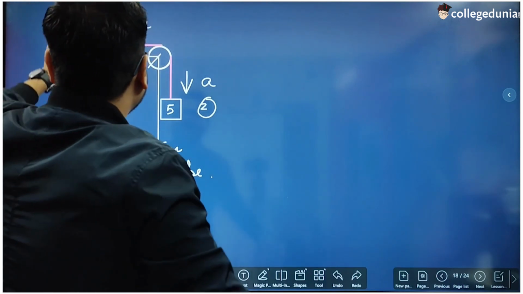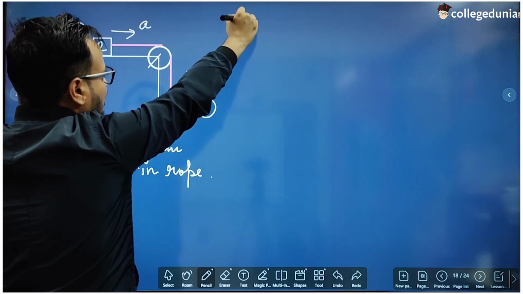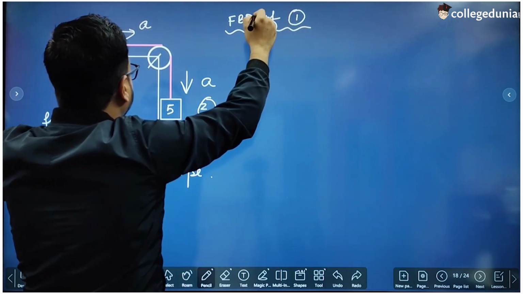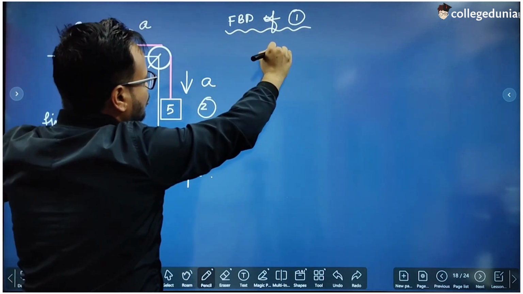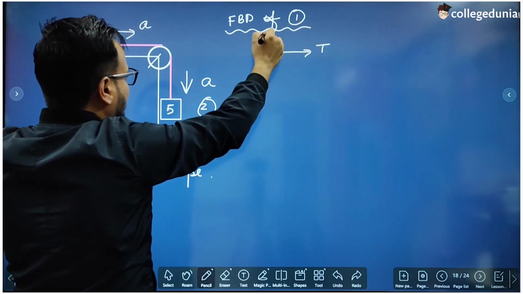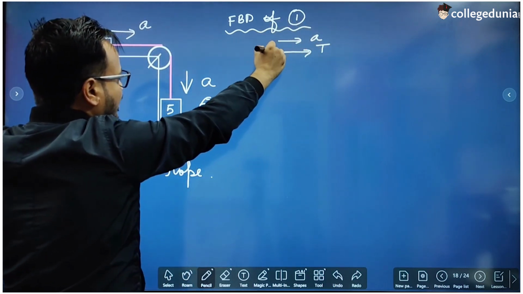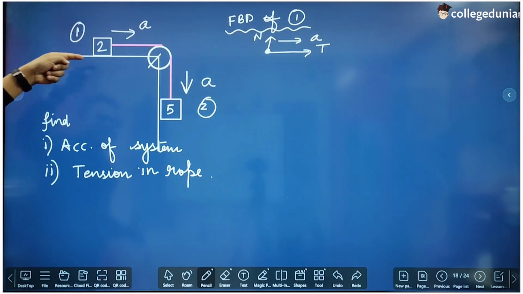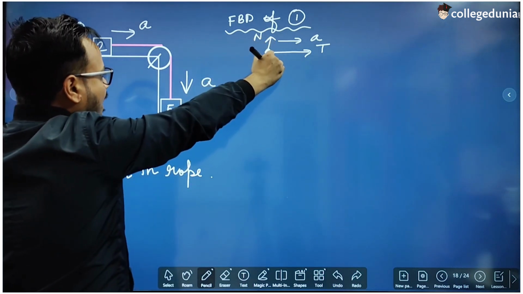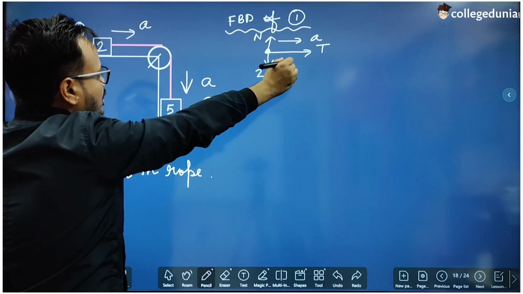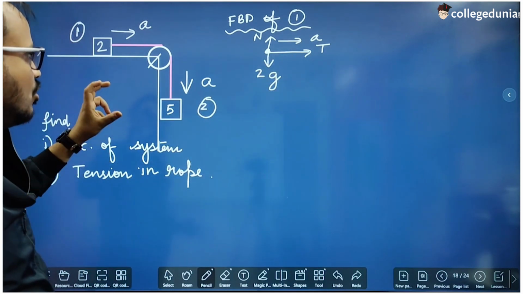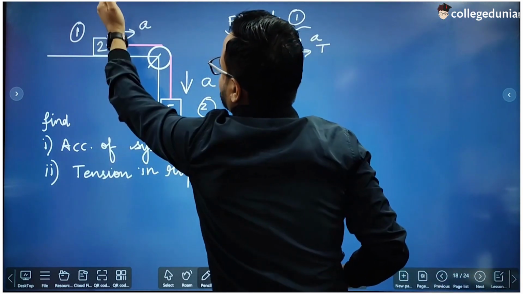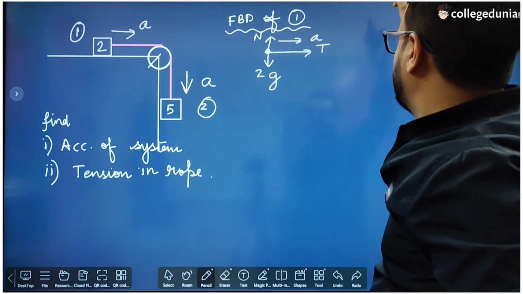Now let's make the free body diagram, FBD, of 1. What are the different forces acting on it? Tension in this direction, it is accelerating in this direction. Normal reaction will also be there because it is in contact with the table surface, and mg in the downward direction. Since the vertical forces are balanced, because there is no acceleration in this direction, N equals 2g.